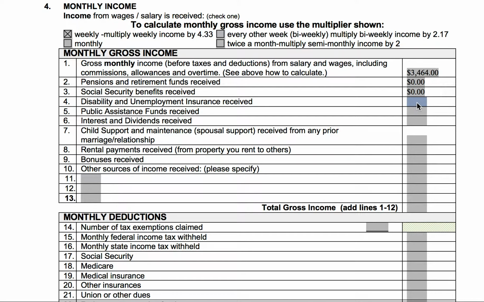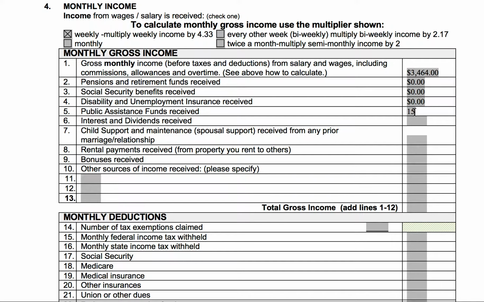Disability or unemployment, we'll put, again, how much you receive here. If you get Social Security disability, we normally list that under number 3, and then consider number 4 to be disability other than Social Security. Public assistance, the most common public assistance that we see through our clinics is food share. So you'll list what that number is.